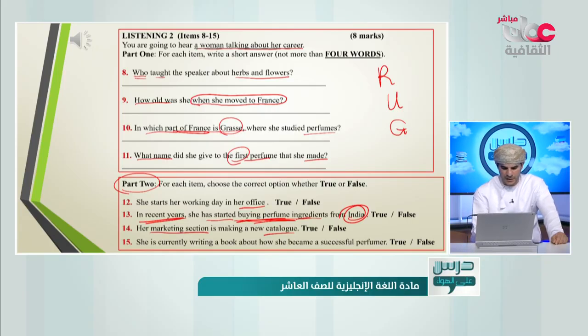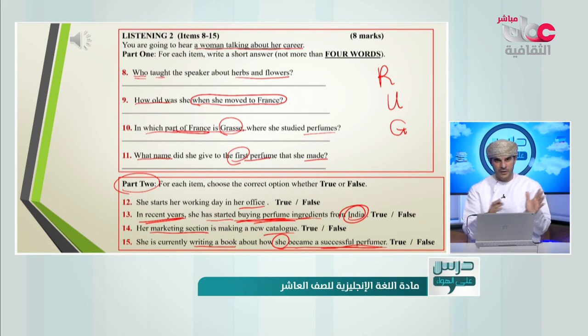Her marketing section. Number 15, she is currently writing a book about how she, the woman, became a successful perfumer. Is the book's focus on her becoming a successful perfumer, or something else? Be careful. Okay, so we have read the questions, underlined the keywords, and now you're going to guess if you can guess. If you can't guess, just write the answers.